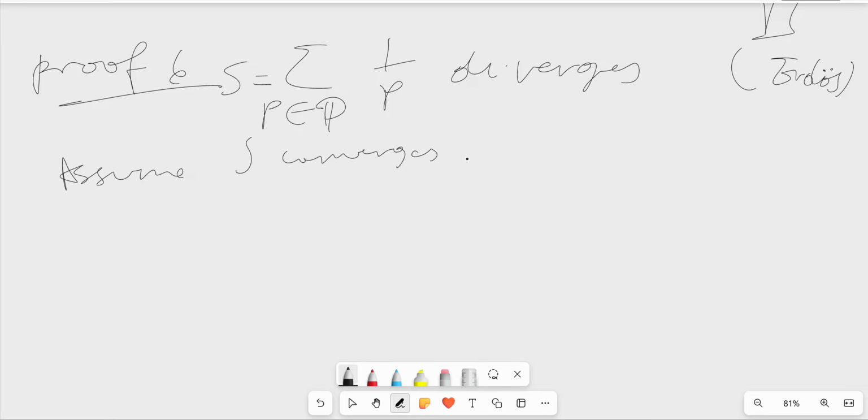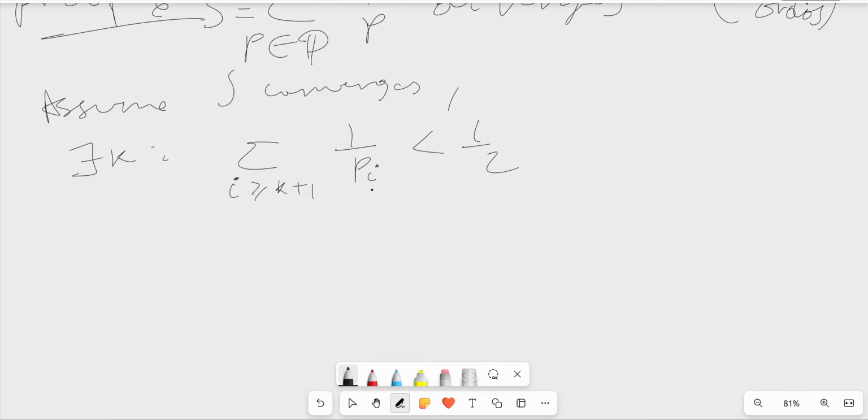So what happened then? If it converges, then we know at some point there exists k such that the sum from i equal to k plus 1 of 1 over p_i is less than 1 over 2, because if this doesn't happen, then we won't converge. So this will happen, and we mathematicians like to give names to things, but some mathematicians, no, I don't want to give that joke. Let's keep it aside.